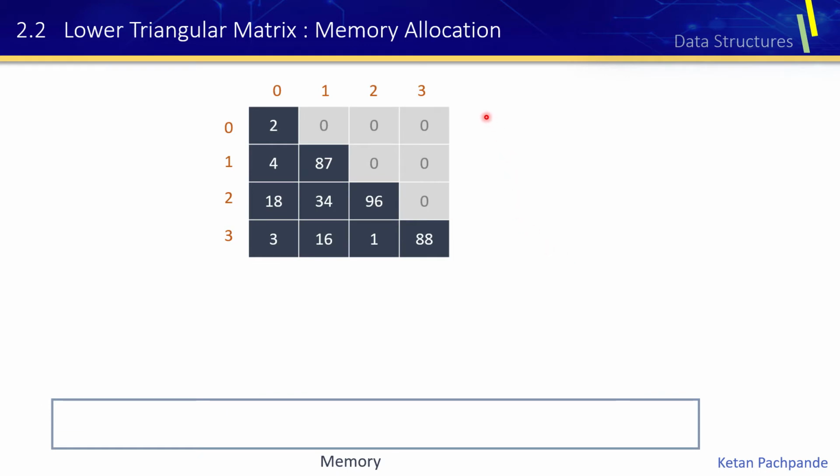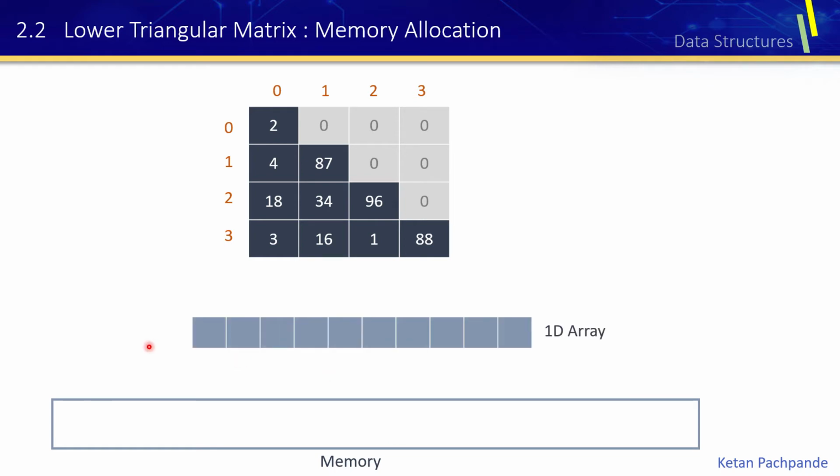So let me take this example here. And eventually I want to store this matrix into the one-dimensional memory. So I will need a one-dimensional array to store these 10 elements. So first I'm going to declare the one-dimensional array of size 10. And how to calculate 10? Use that formula n into n plus 1 by 2.